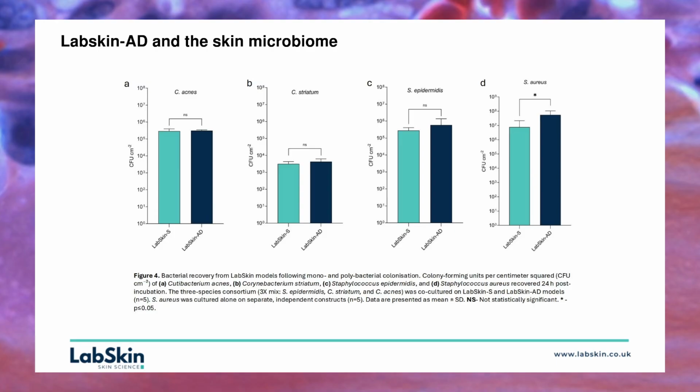And then we wanted to look at the interactions with key skin microbes. In particular, in AD patients, the microbiome profiles show an increase in S. epidermidis and S. aureus. So we used a 3 mix of C. acnes, C. striatum and S. epidermidis and enumerated colony forming units after 24 hours. And we did a monoculture with the Staph aureus, and again we enumerated after 24 hours. And from this graph you can see that both S. epidermidis and Staph aureus showed an increase in colony forming units after 24 hours in the Labskin-AD model, and this was statistically significant compared to normal healthy Labskin.